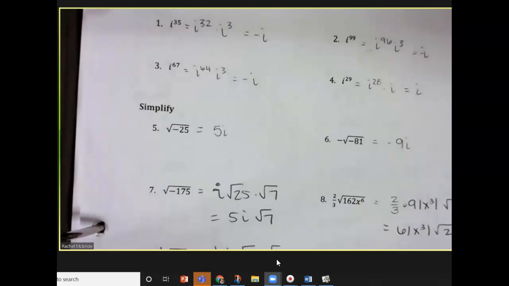Okay, and then simplifying your i's. And then simplifying square roots with negatives.